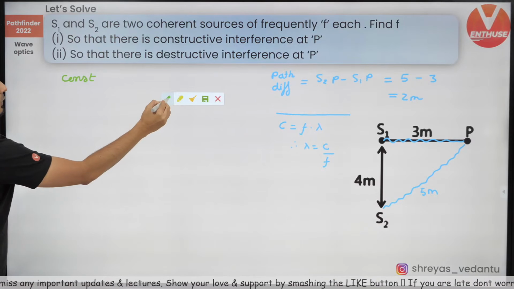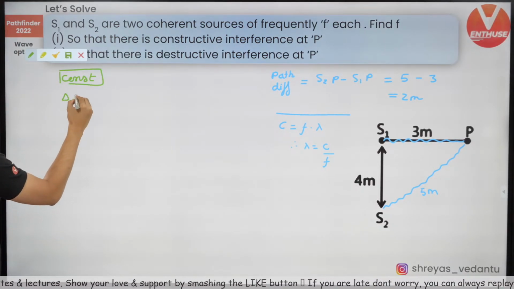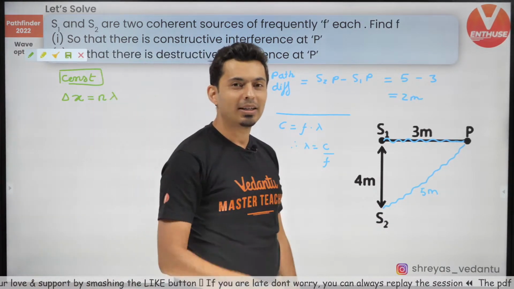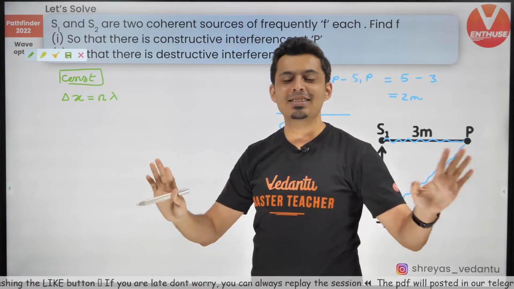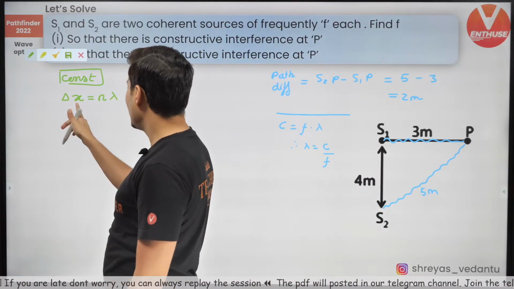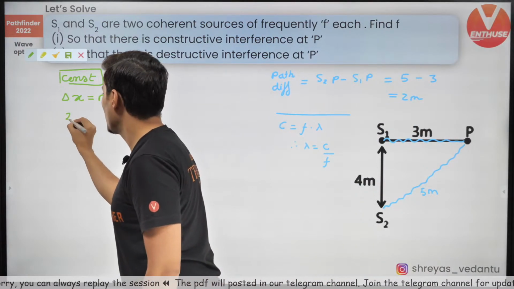Now, for constructive interference, we know that the path difference must be integral multiples of lambda. I have just told this to you. N lambda: 1 lambda, 2 lambda, 3 lambda. All these conditions give you constructive interference. So let's use this condition and see what happens. Delta x is 2. Okay, so let me just put 2 over here.